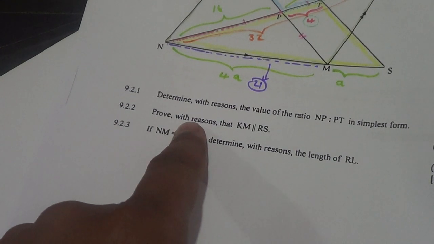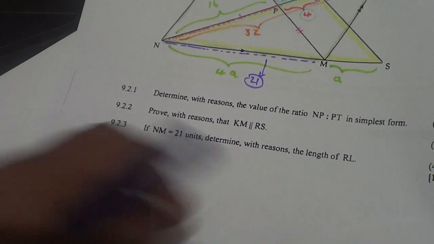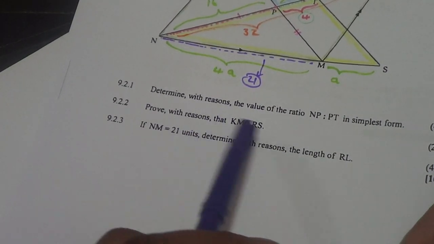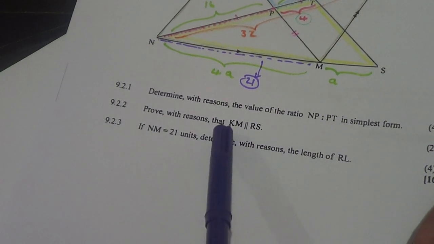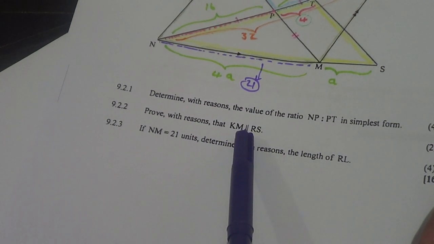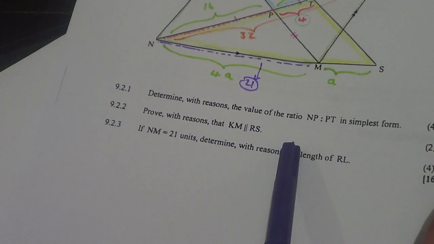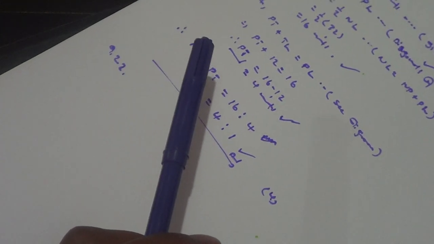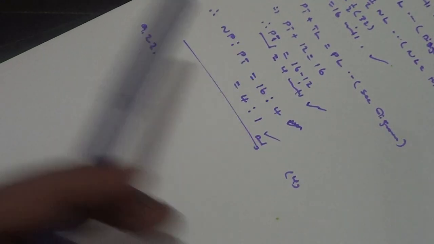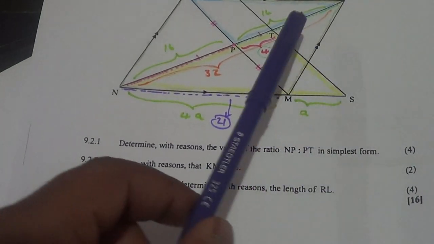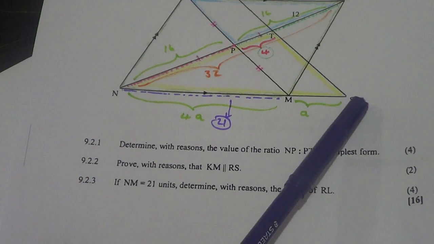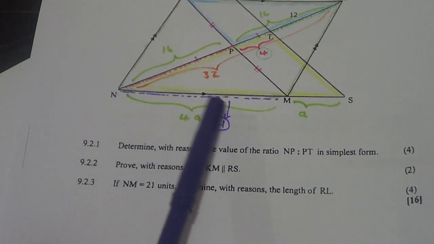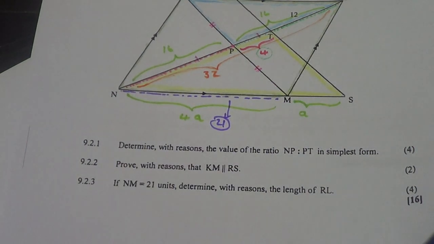It says now prove with reasons. They like to make you scared because you'll be like, reasons? Do I need many? Don't. That KM is parallel to RS. Okay, we can do that pretty easily. But we're going to have to use which triangle now? We're going to use triangle NST, or STN, I don't know. Yeah, NST is better.